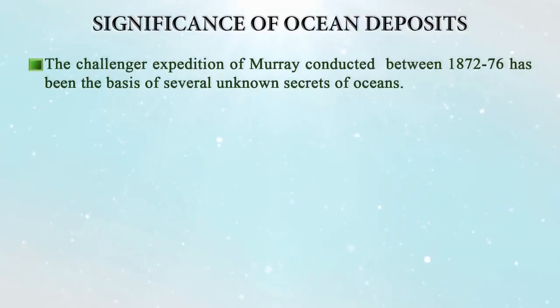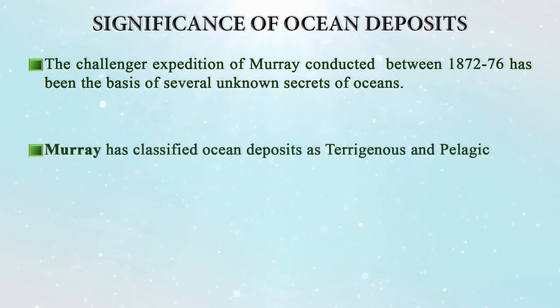So there are various expeditions, but the most popular expedition was the Challenger expedition of the famous oceanographer Murray, which was conducted between 1872 to 76, and it has been the basis of several unknown secrets of the oceans. So Murray has classified ocean deposits as terrigenous and pelagic. I will explain these terms later, when I explain the classification on the basis of location or area of occurrence.